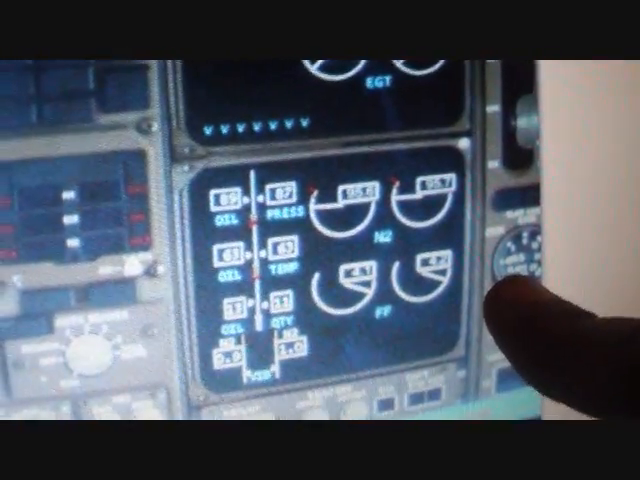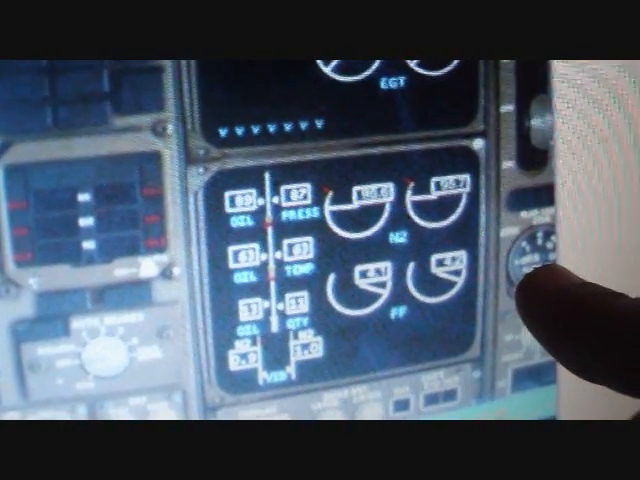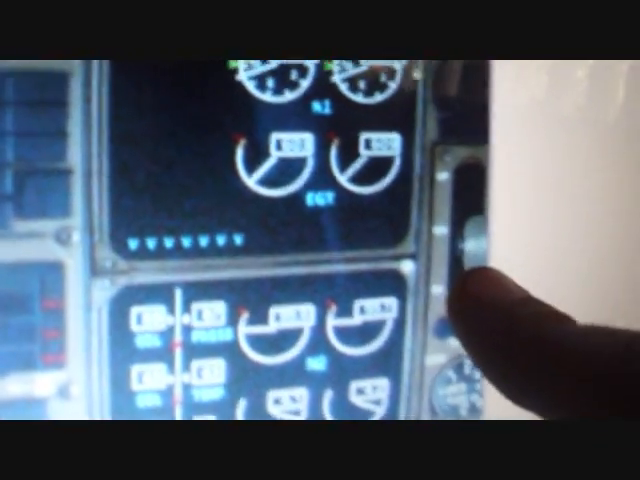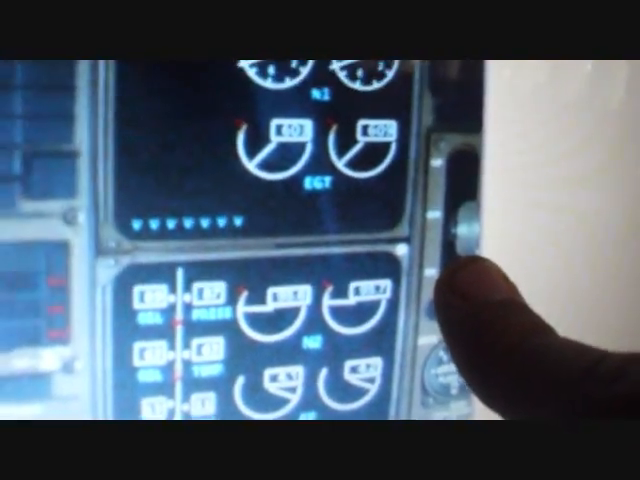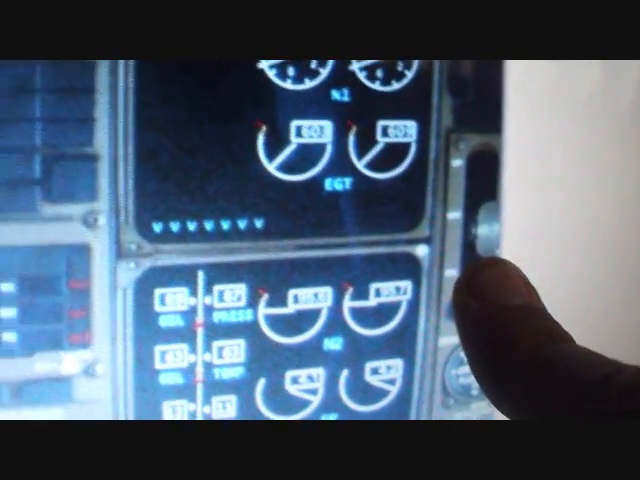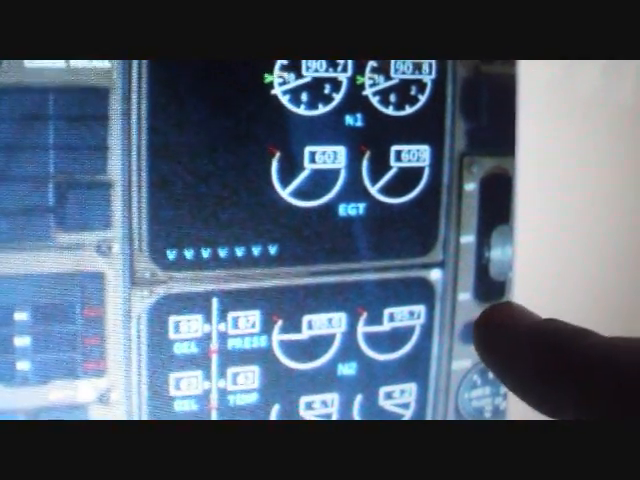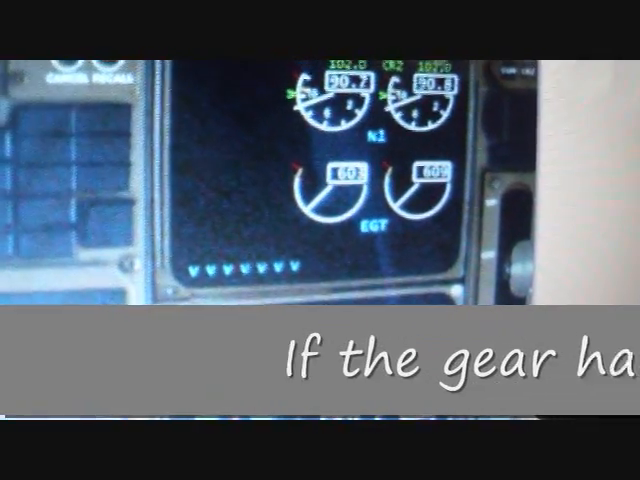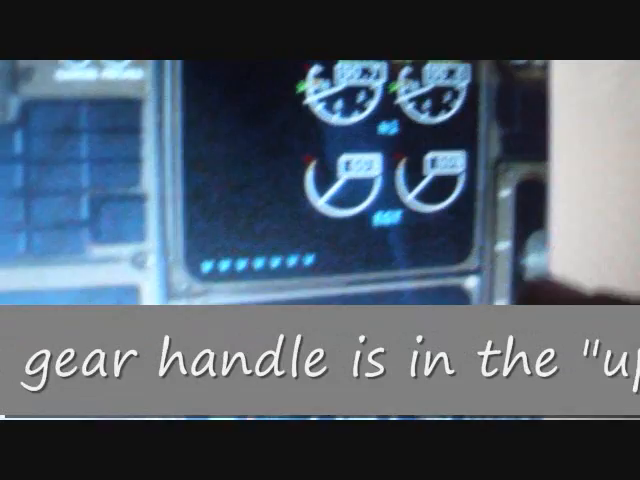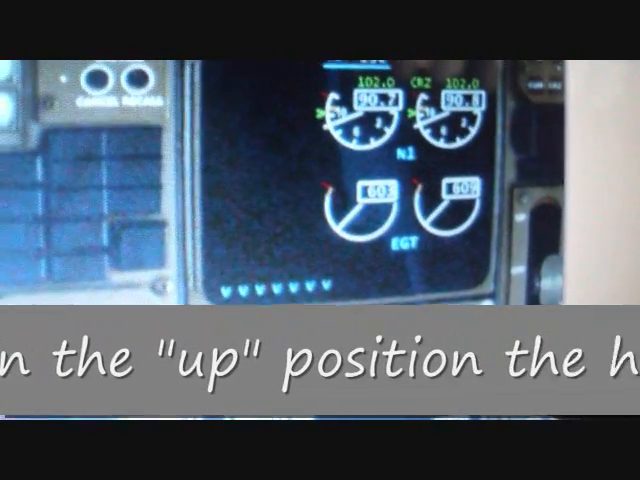Over here is the flap indication. Right now they're at 0, which means the flaps aren't down because, well, we're flying. This is the gear handle. Right now it's in the off position, because when we land and put this down, the gears aren't going to come out. We have to be able to put the gear down in an emergency situation, and we can't do it while it's in the up position.